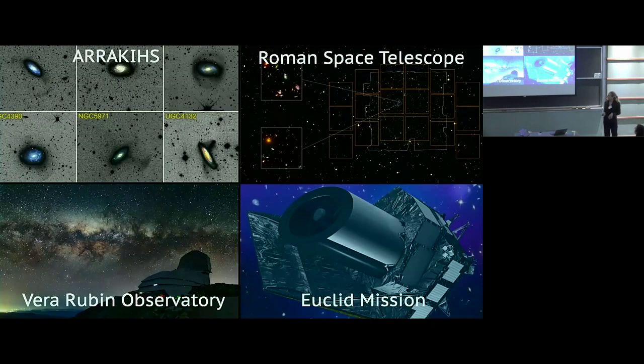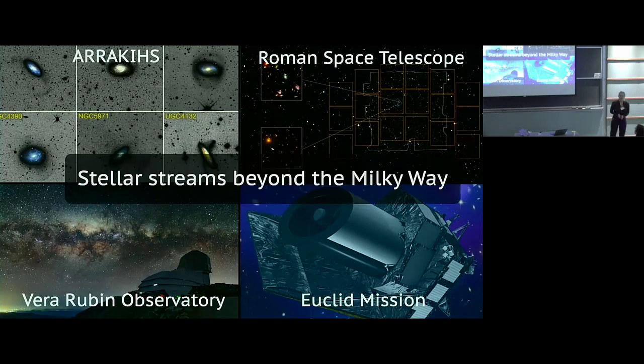So we're entering this really exciting era where a lot of stellar streams will be observed beyond the Milky Way. These are both planned and ongoing missions already. And with these, we'll actually get thousands of stellar streams out to maybe 100 megaparsecs. And I'll elaborate on that a little bit.